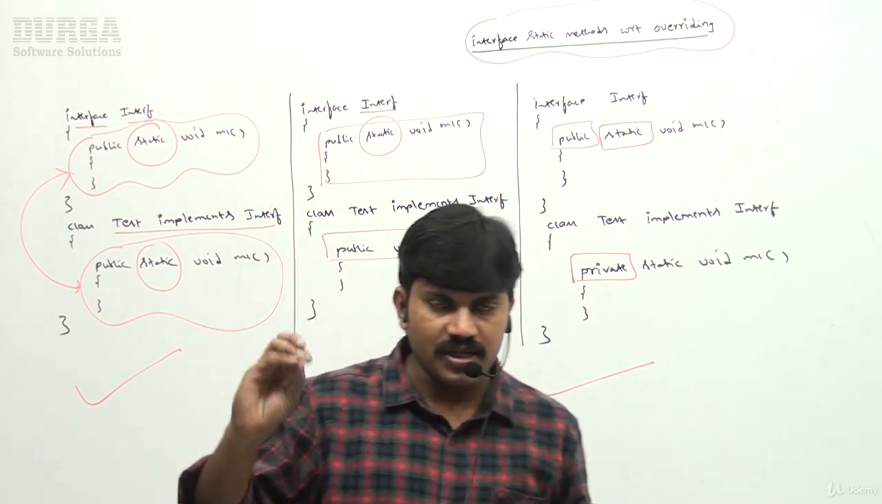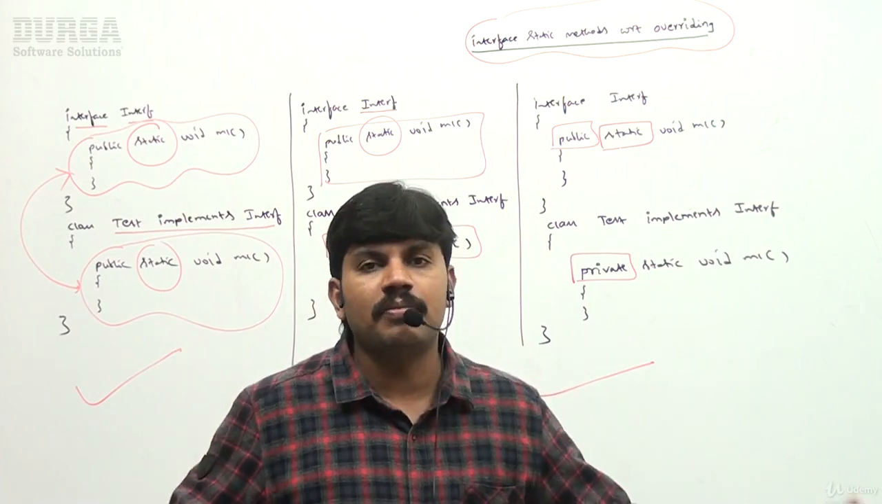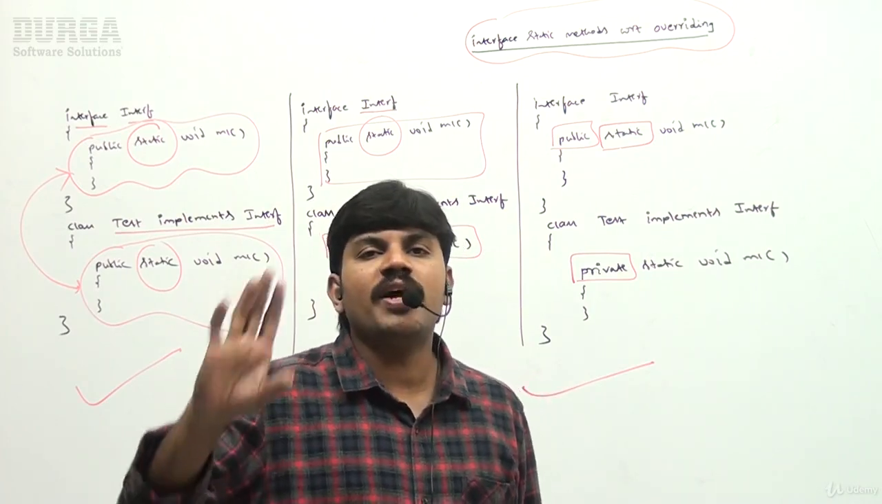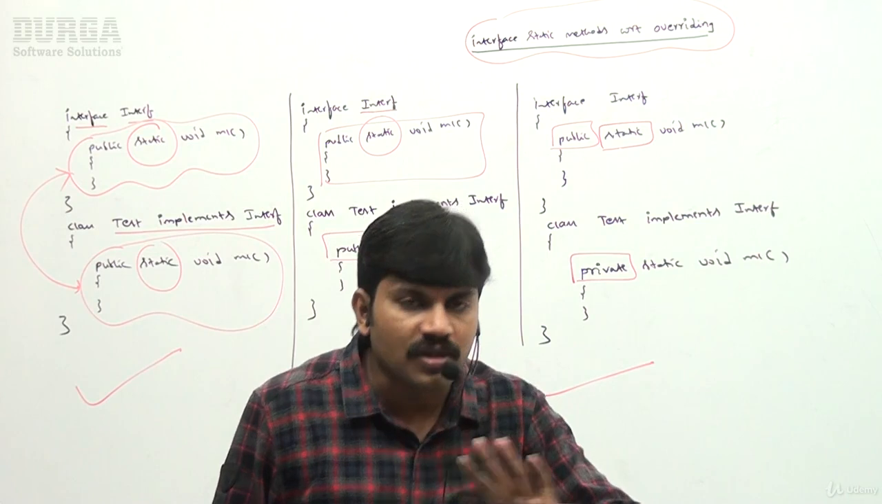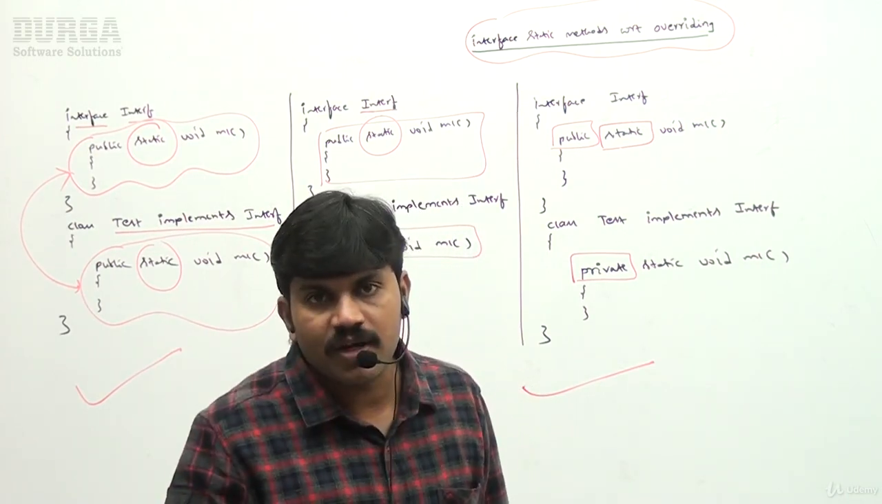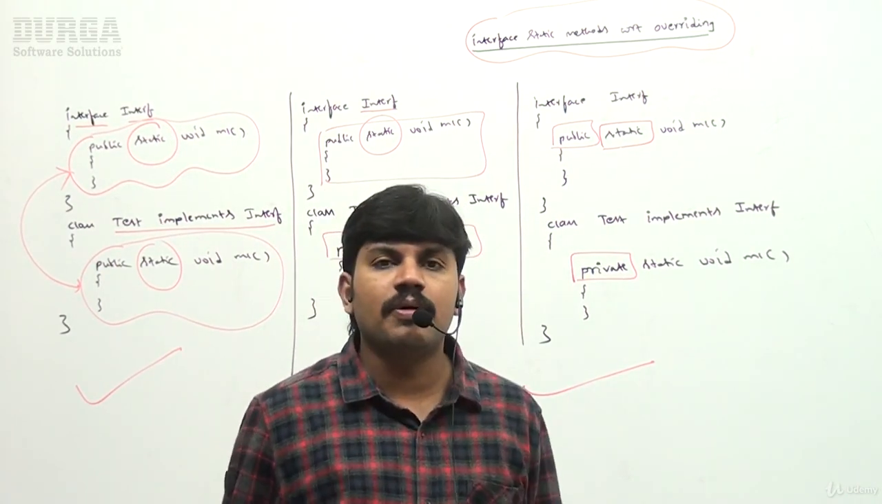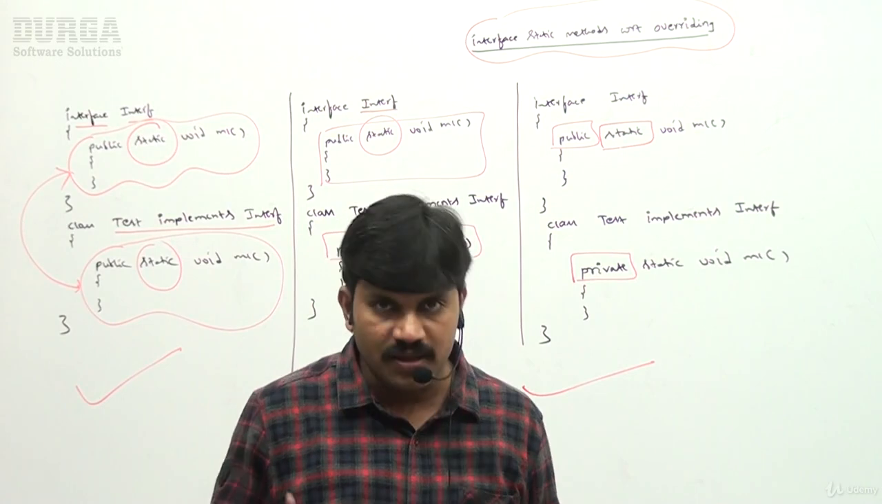Parent class static, interface static methods are not available to the implementation class. That's why overriding is not applicable for interface static methods. Based on our requirement, we can declare exactly the same static method in the implementation class, no problem at all. Clear for all of you?